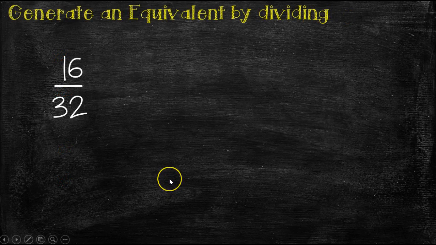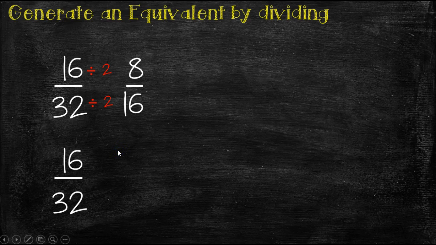Now you can also generate an equivalent fraction by dividing. Here we have 16/32, and we need to think about what are the common factors for 16 and 32. In other words, what can we divide 16 by that we can also divide 32 by? Well, there's lots of numbers to choose from, but in this case, we're going to choose 2. So we're going to divide the numerator and the denominator by 2. Well, 16 divided by 2 is 8, and 32 divided by 2 is 16.